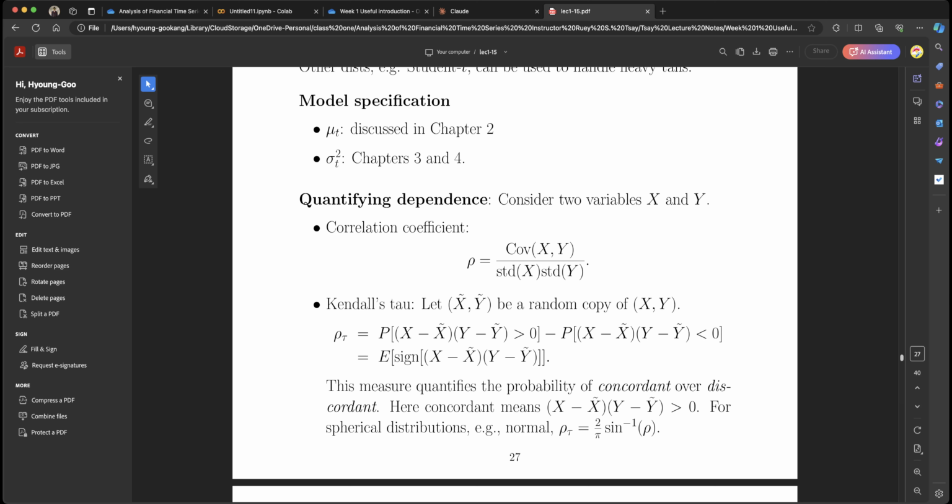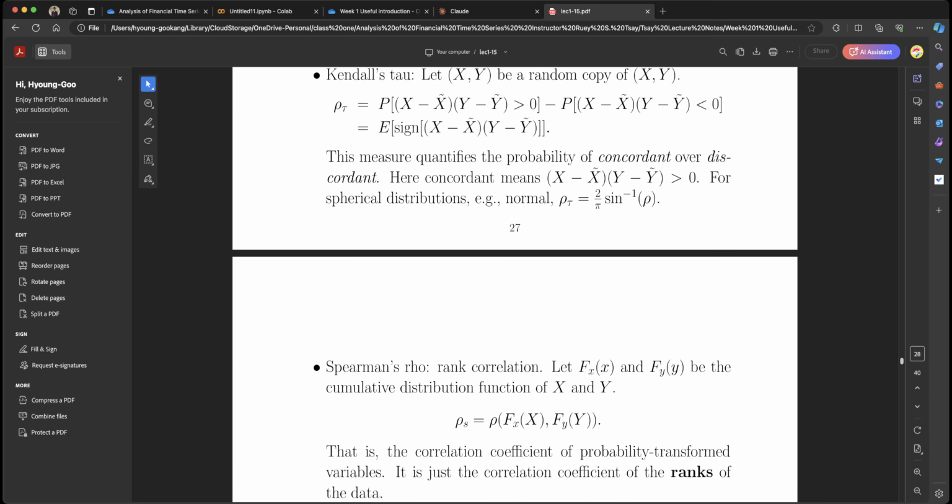For spherical distributions, like the normal distribution, there is an analytic solution for Kendall's tau. Kendall's tau is 2 over pi times the sine inverse of rho.